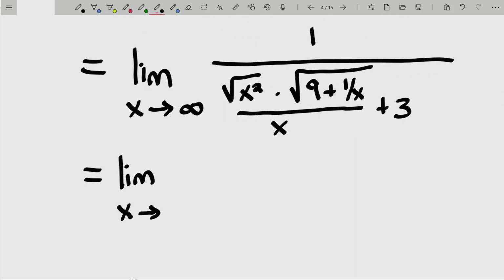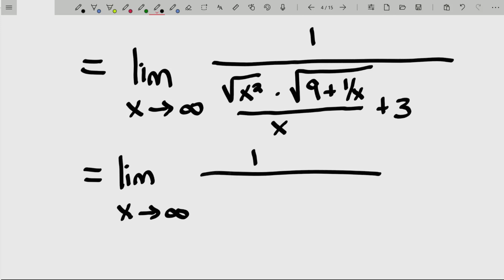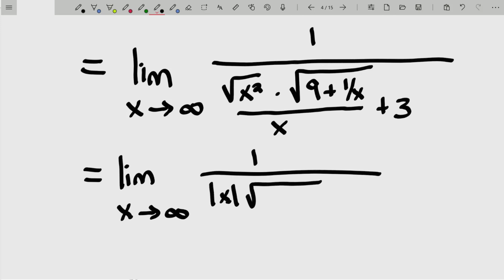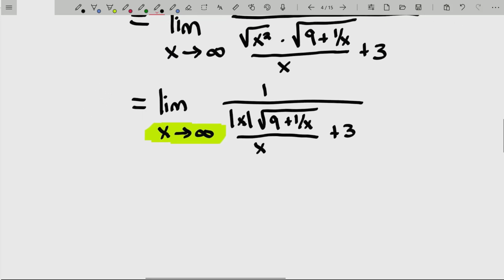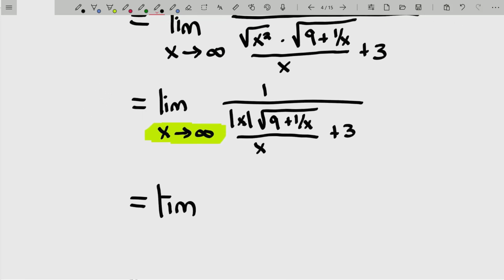And this is where I'm going to really focus in on where x is heading. So this is the absolute value of x times the square root of 9 plus 1 over x, all over x, and then plus 3. Again, very long-winded, but there's something very important at the end of this. Notice x is positive here. X is going to positive infinity. So there's really no reason to have the absolute value. So this is where I'm going to say, it's perfectly okay for you to erase those absolute values because x was going to infinity. Sorry about that little line up there.